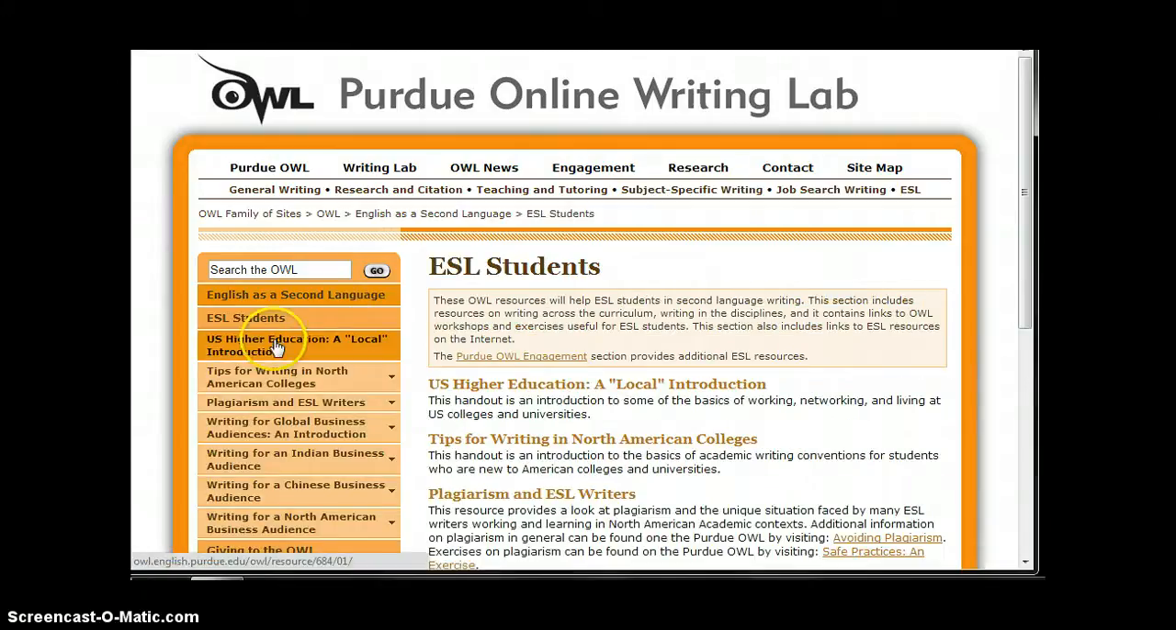And it gives you all sorts of tips for writing, for example, in North American colleges, or how to avoid plagiarism. Now, if you're not an ESL student and you are wanting to learn other ways, here are other tips for learning to write for business audiences around the world.